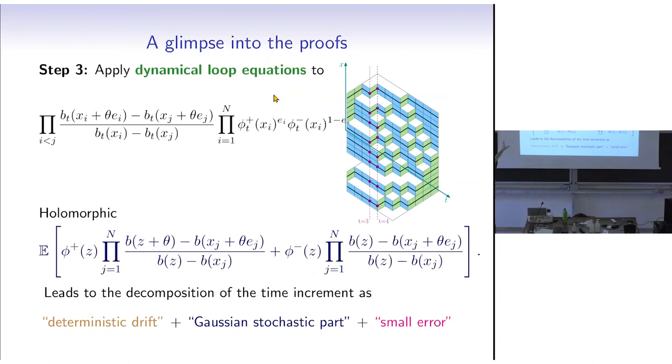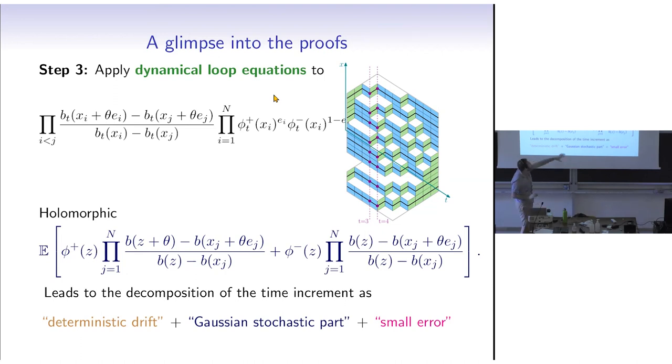Okay, now you apply our holomorphic observable. That's the thing which we started from. Now you just do a small mesh size expansion of this holomorphic observable, and you play some tricks with contour integrals, which is what holomorphicity allows you. And eventually, decomposing this, you find that the time increment in your Markov chain has a form with some deterministic drift plus some Gaussian stochastic part, plus some small error. And eventually the deterministic drift will lead to the limit shape, and this Gaussian stochastic part eventually will lead to the Gaussian free field fluctuations. So that's the next step of our thing.